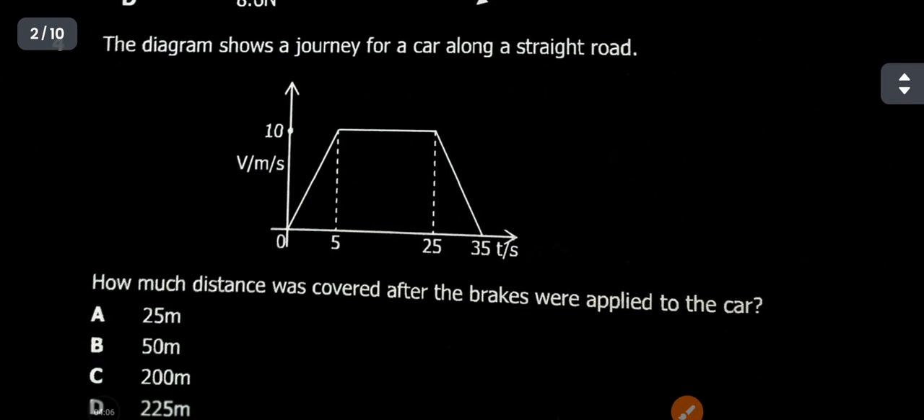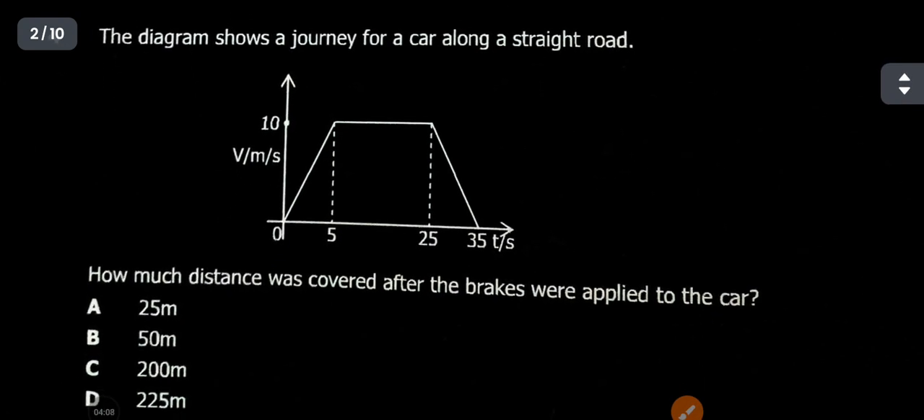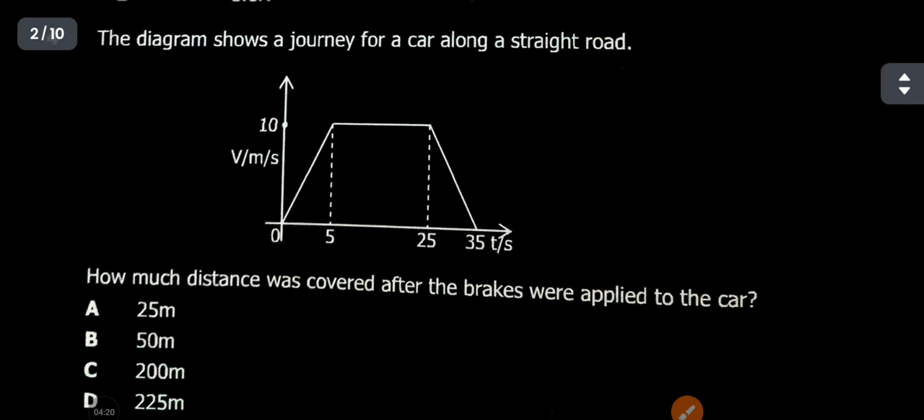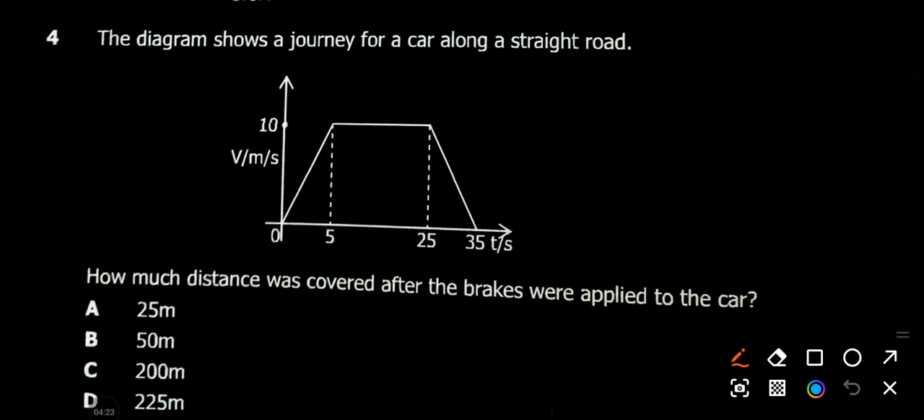Question 4. The diagram shows a journey for a car along a straight road. How much distance was covered after the brakes were applied to the car? Okay, for a velocity time graph, the instance where the brakes are applied means that the car was decelerating. So when brakes are applied, it means that the car is decelerating.